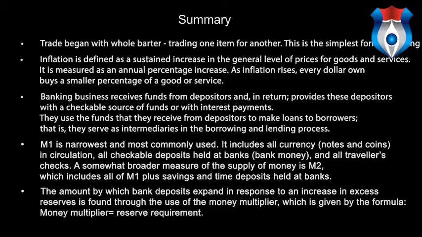The amount by which bank deposits expand in response to an increase in excess reserves is found through the use of the money multiplier, which is given by the formula: money multiplier = 1 / reserve requirement.